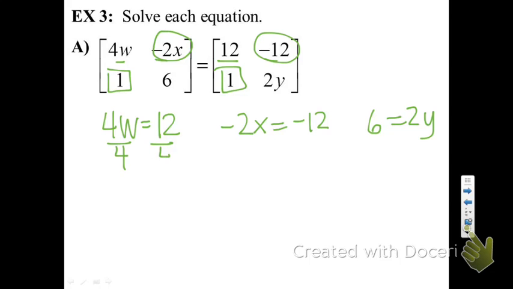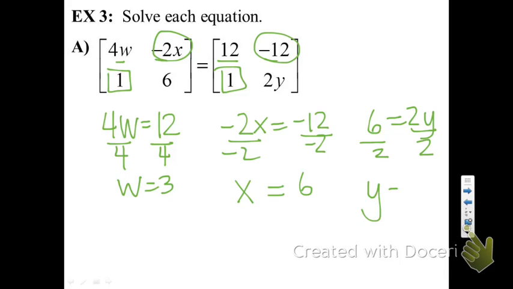Once you have those equations, you're just going to solve them. To solve the first one, we divide by 4. And w is 3. The middle one we divide by negative 2. And x is 6. And the last one we divide by 2. And y is 3.